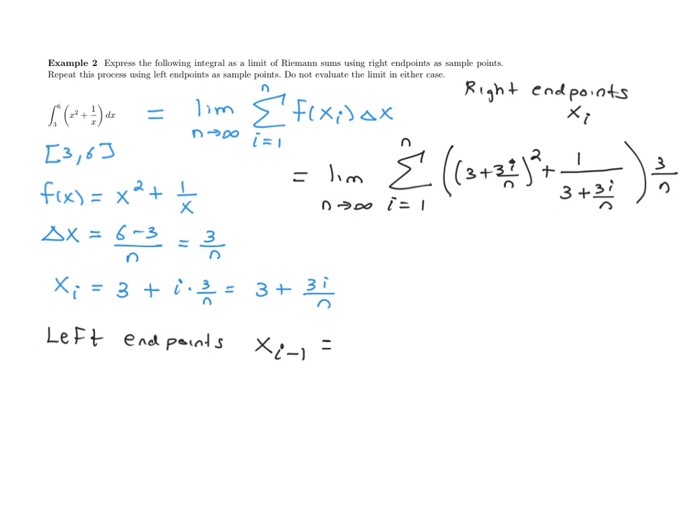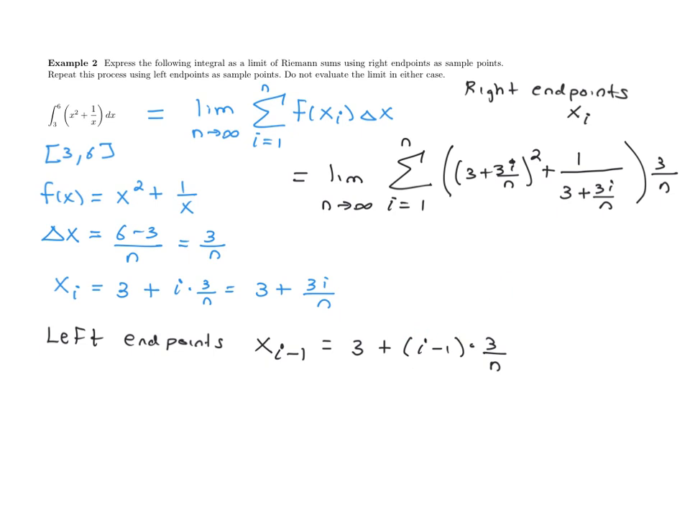x sub i minus 1 is defined as the starting point 3 plus i minus 1 times 3 over n. So to get to the answer here, we can look at every single i that appears in the sum and replace it with an i minus 1.